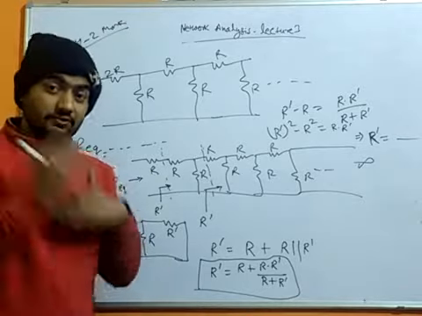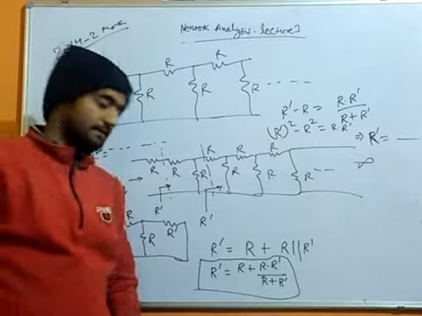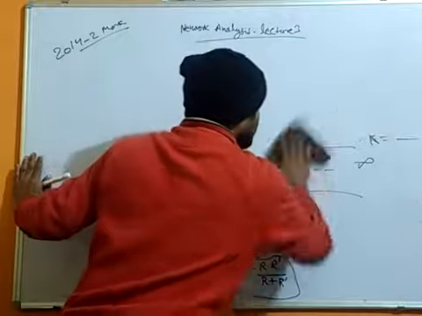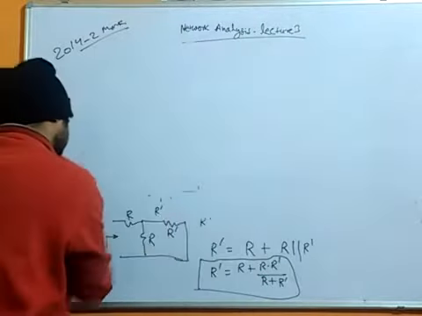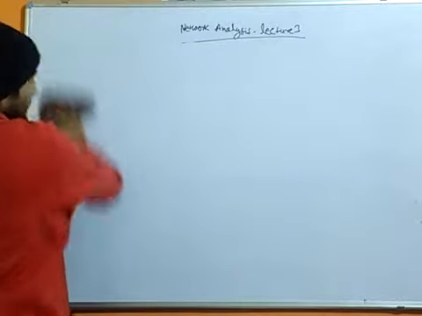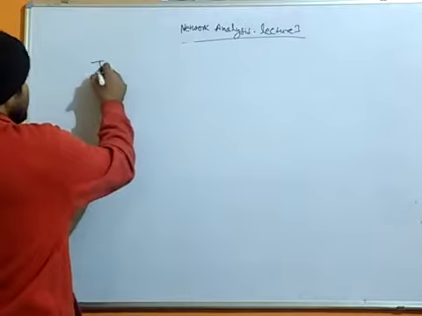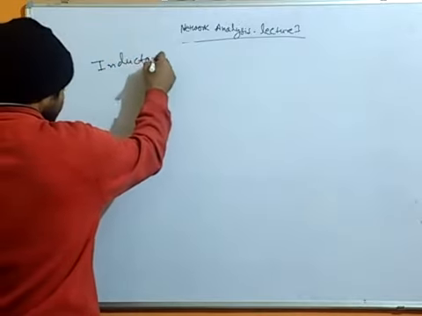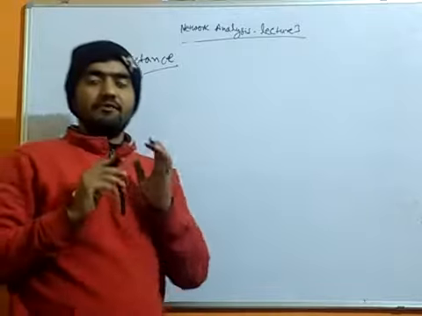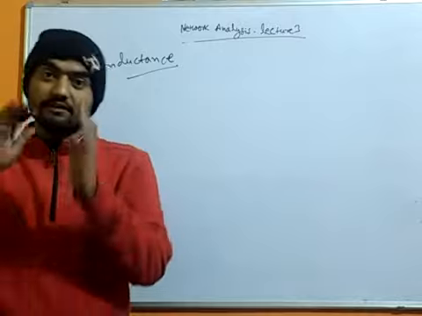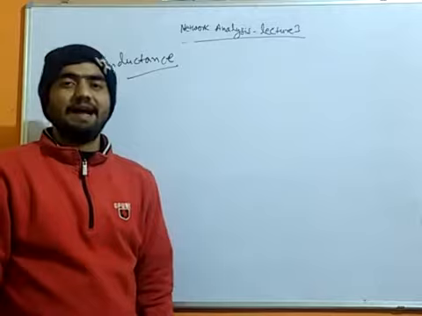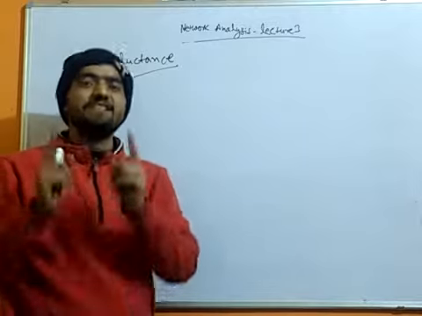Now I am coming to the next topic, and that is related to inductance. So here I am with that. Okay, so this is inductance. Again, just as we studied that resistance is the property of the element to oppose the flow of current, inductance is the property of an element to oppose the change in current.